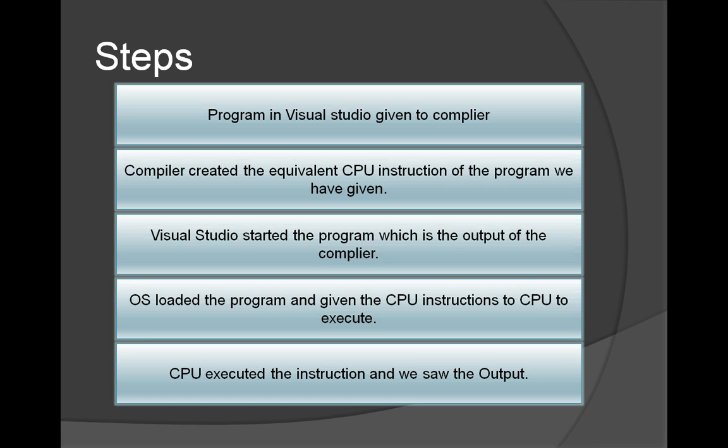Visual Studio started the program, so who is going to execute it? It is the OS. The OS is going to load that program and execute the CPU instructions which the compiler generated. So who is executing the instructions actually? It is the CPU at the end of the day. No one else can execute anything. So the CPU, the chip inside the motherboard, executed the instructions, and we saw the output of that.